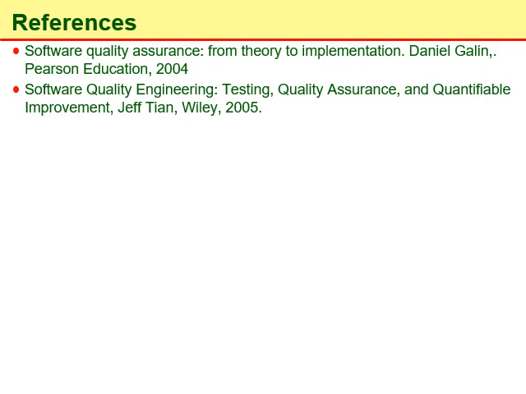The materials in this video are based on our course books titled Software Quality Assurance from Theory to Implementation by Daniel Galin and Software Quality Engineering, Testing, Quality Assurance, and Quantifiable Improvement by Jeff Tian. For more details, you can consult these books.